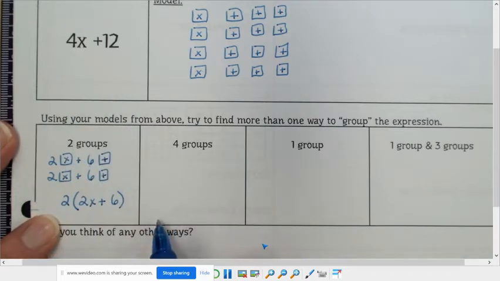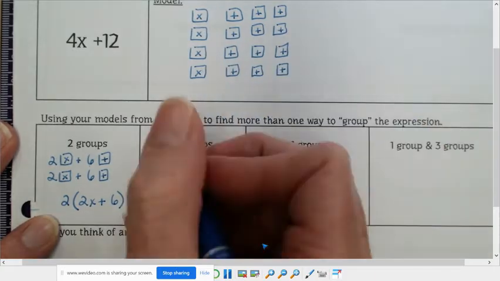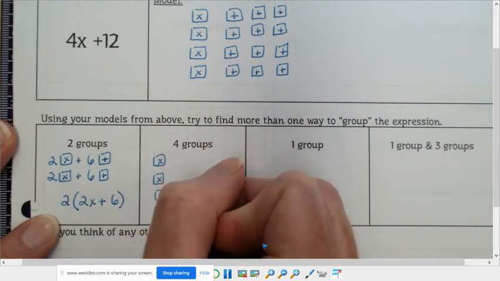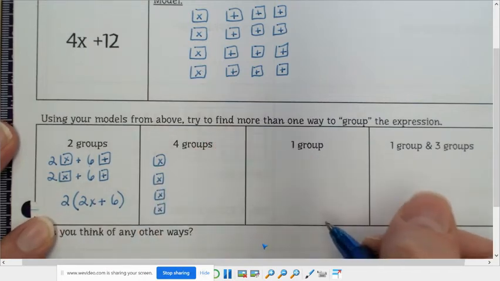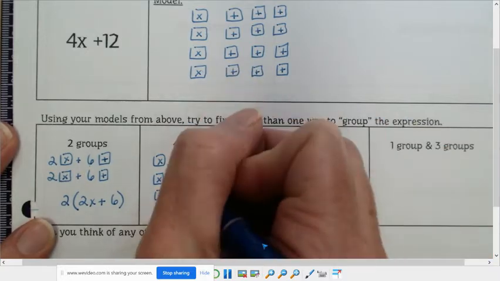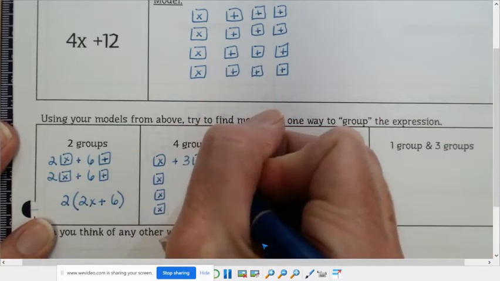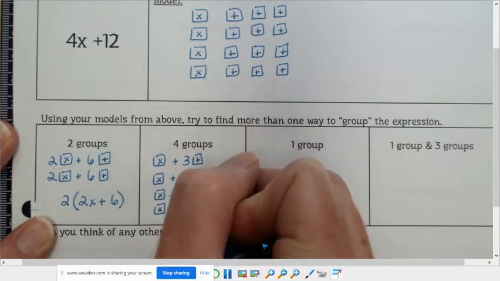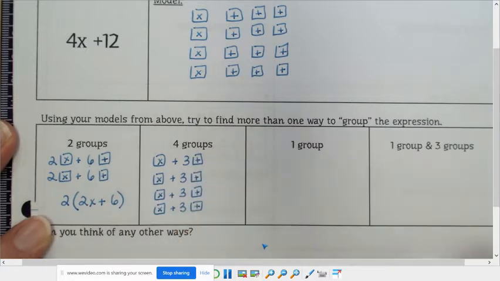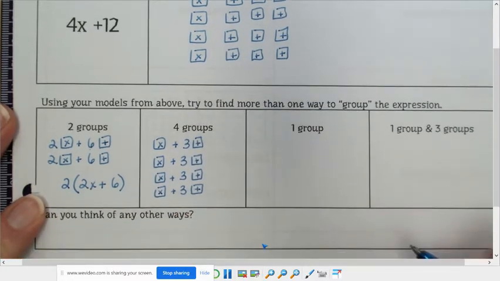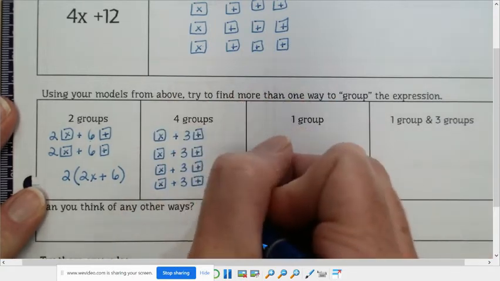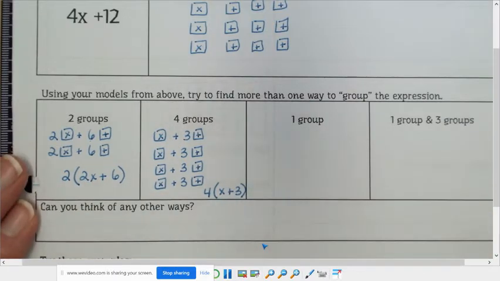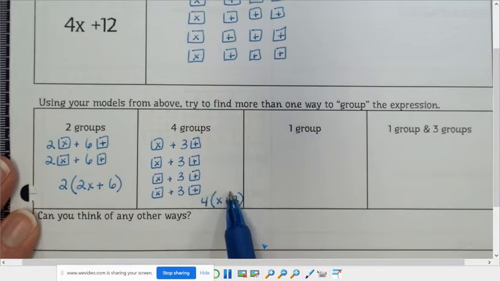Now let's try to break it into 4 groups. Well, I have 4 x's, so I'll put an x in each group. How can I break up my pluses into 4 groups? Well, 3 can go in each group. And so another way that I can write that is 4 groups of x plus 3. And if I multiply through, it makes sense: 4x plus 12.